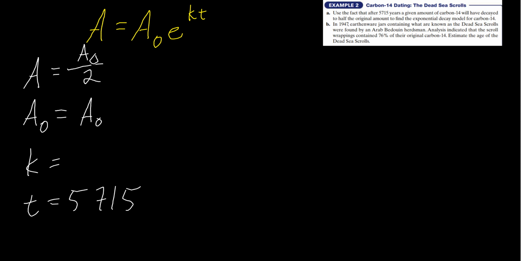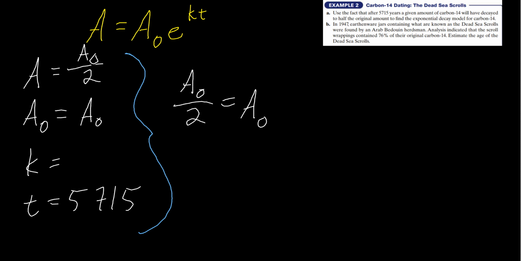So let's tie all this together. And for the record, this is how you do every single one of these Dead Sea Scroll problems. So if you're like, well, I might not think about that, you see Dead Sea Scrolls, you're going to do this, okay? Anyways, now we're going to plug these values into the equation in yellow. So we're going to have A, well, A is A naught divided by 2. That's going to be equal to, well, A naught is A naught, and then times e to the KT power. So let's go ahead and write 5715K.